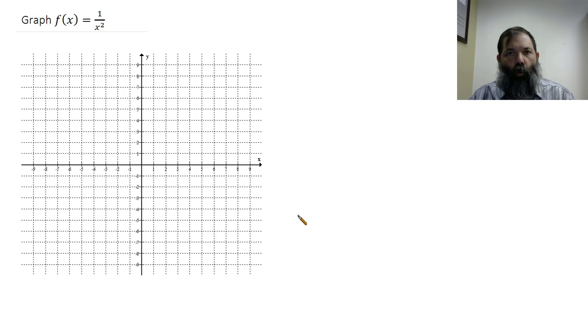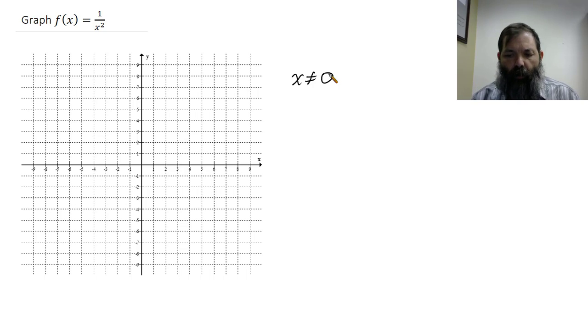Here we are asked to graph the function 1 over x squared. And this is one of our basic toolkit functions. We want to be aware of how to sketch this correctly. The first thing we want to notice is that x cannot equal 0, because that would give us a 0 in the denominator, and division by 0 is undefined.